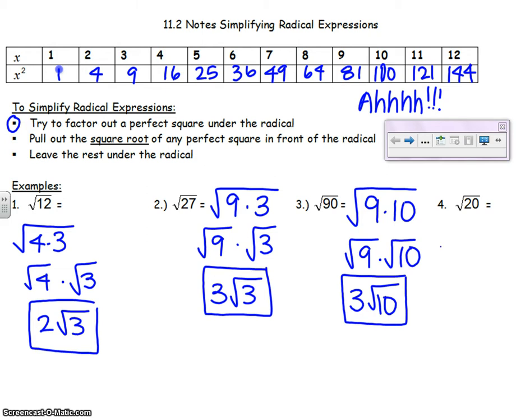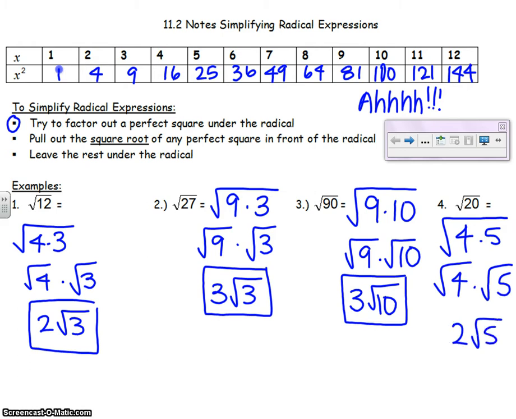All right, square root of 20. What goes into 20? Think. That would be 4 times 5. Square root of 4 times the square root of 5. Square root of 4 is 2, so we will have 2 root 5. I get a lot of questions, well, why couldn't I do 2 times 10? Neither 2 nor 10 is a perfect square, so it's not going to do us any good to break it down to 2 times 10. We always want to think what perfect square goes into the number under the square root sign.